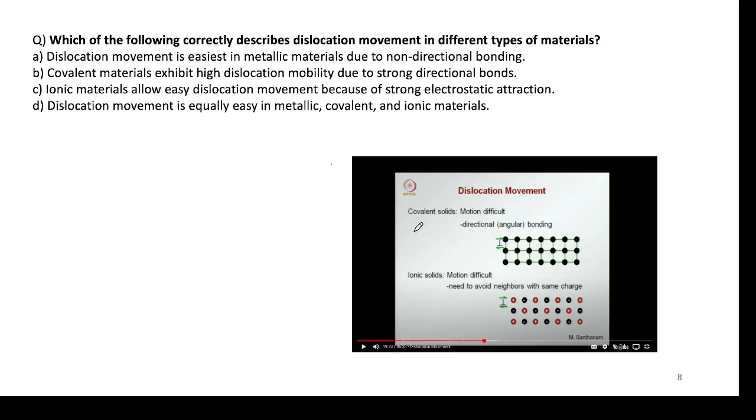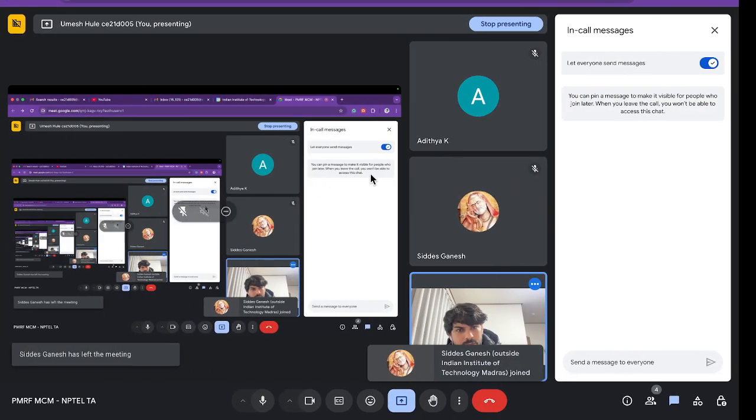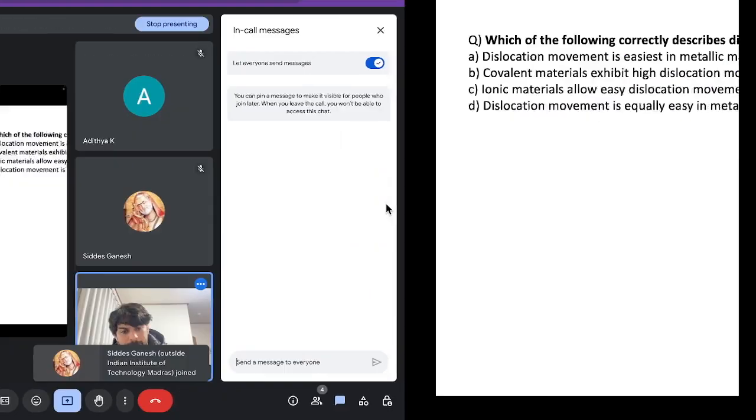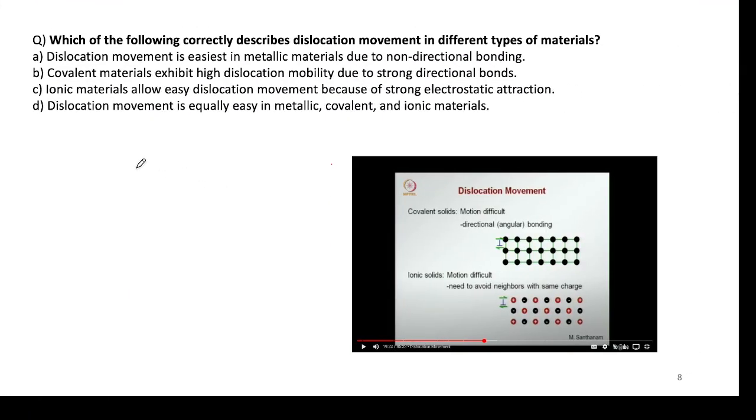Yes, true, but does that require high dislocation mobility? Exhibit high dislocation mobility? We don't know. The third answer is that ionic materials allow easy dislocation movement because of strong electrostatic attraction. The last option is that dislocation movement is equally easy in metallic, covalent, and ionic materials.